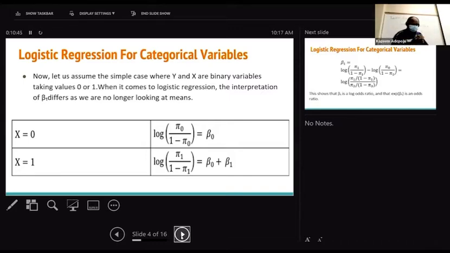Then we're going to call it s equal to 0 and s equal to 1. Why do we say s equal to 0 and why do we say s equal to 1? That's a labeling, because the predator has 2 levels.